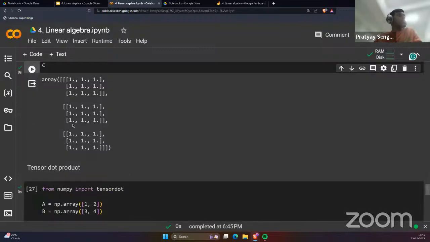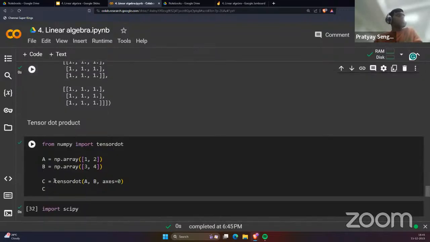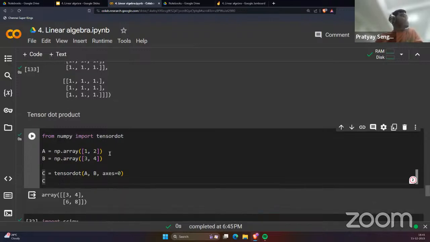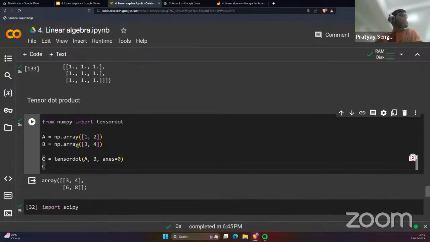But now we can also do the dot product. To do the dot product, you have tensor dot, like the dot we had for numpy. So this will give you the tensor dot product.